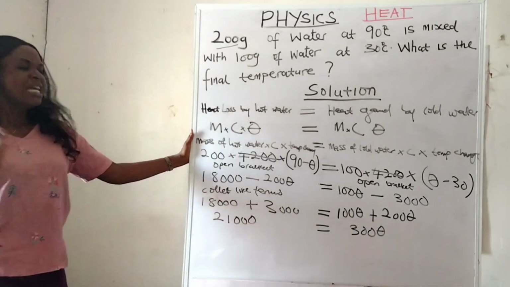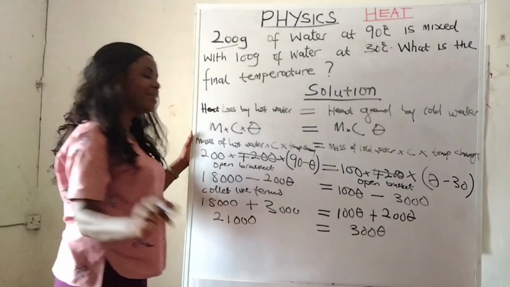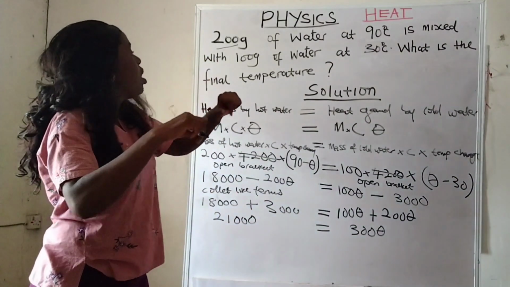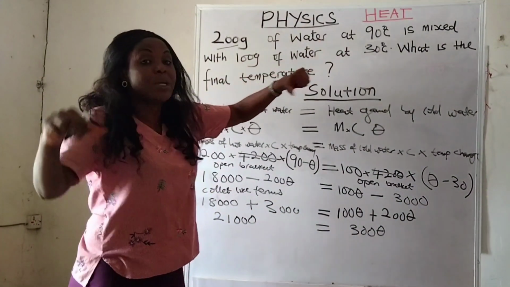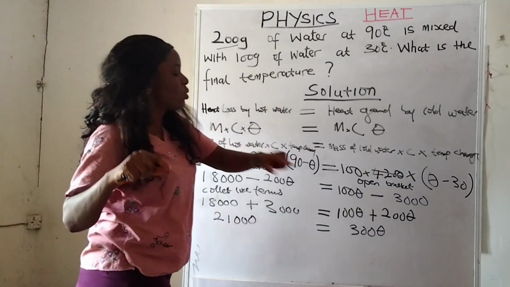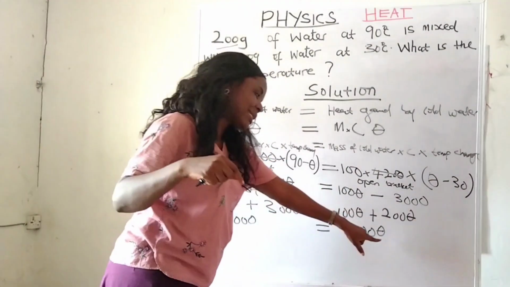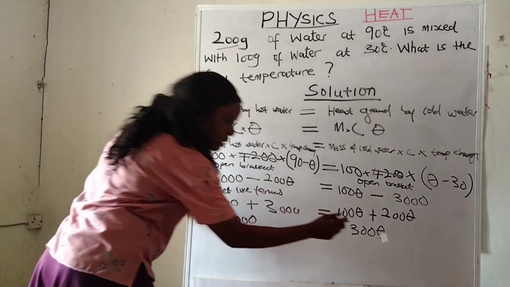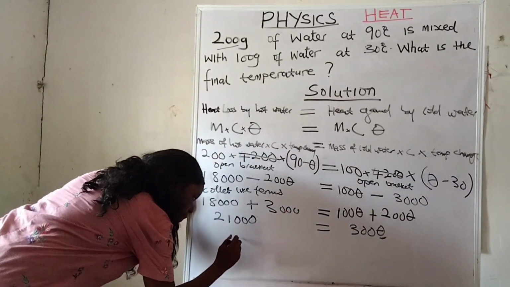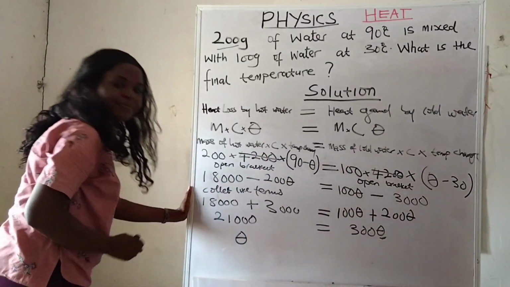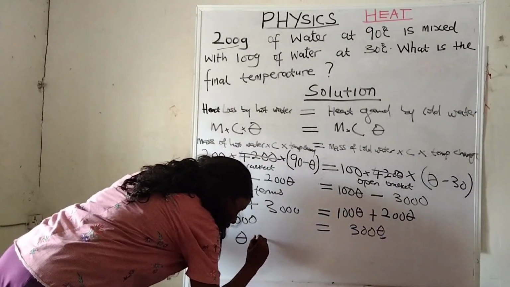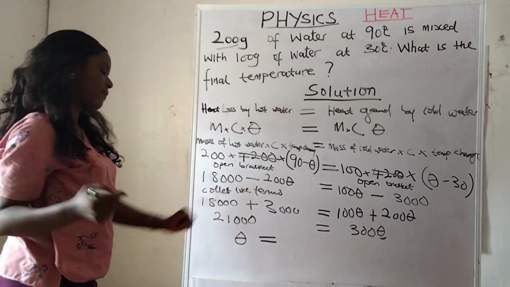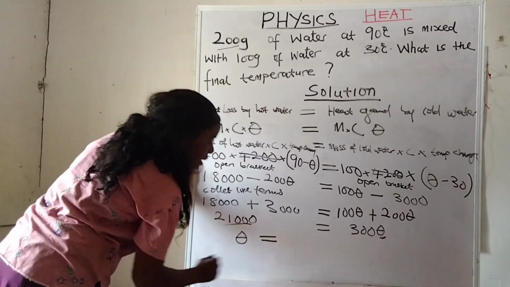Okay, let's continue. Now, because we are solving to get the value of theta, which represents the resulting temperature of this hot water and the cold water when they are mixed together, because we are solving to find its value, I'll make this theta now the subject of the formula, which will make me to write something like this. I will write theta. Theta, okay? Put this equals to what? I will write this number first: 21,000.